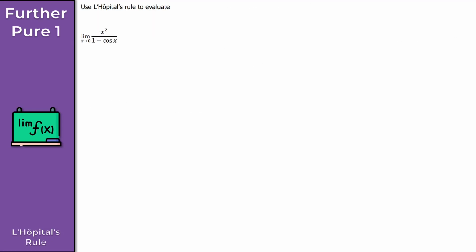So moving on to the very last question here then, question 2, where again, all we want to do is use L'Hopital's rule to evaluate the following limit. So we have the limit of x squared all over 1 minus cos x as x tends to 0. And again, all we're going to do here is start by letting f of x be equal to our numerator. So f of x is equal to x squared. And then g of x is just equal to our denominator, so g of x is equal to 1 minus cos x.